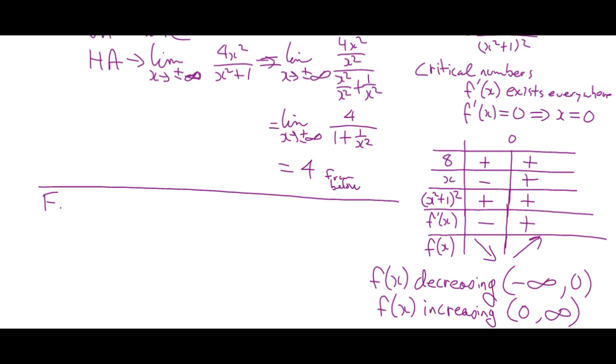So what's F? I can do this from memory. Local max and min, right? Local maximum and local minimum. So what have we got? We know what we have. There is a local minimum at x equals 0.